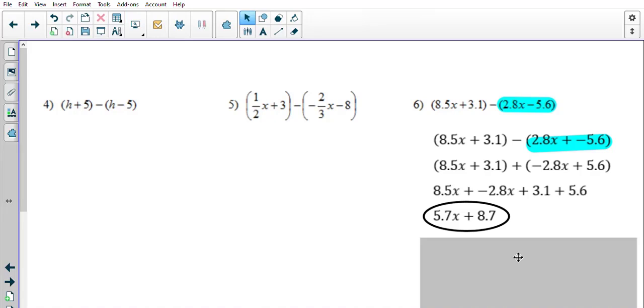Remember our three key steps. The first step, add the opposite inside the parentheses first. The second and third steps you do together. Change the subtraction between the linear expressions to addition, and each term in the second set of parentheses to its opposite.